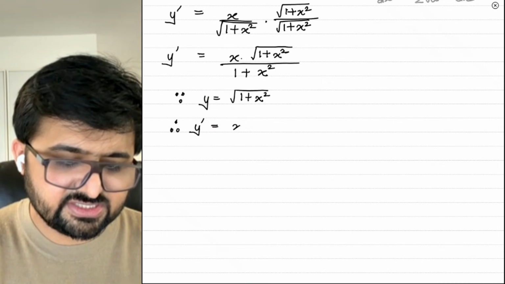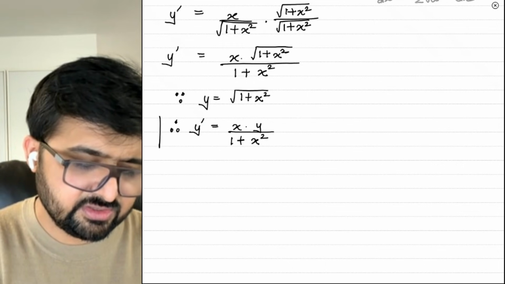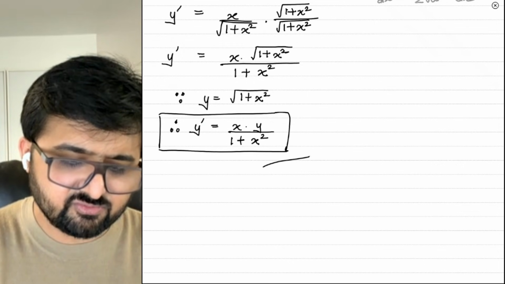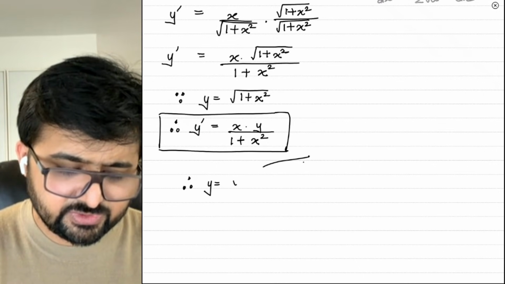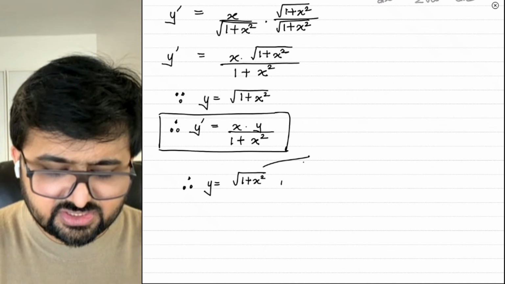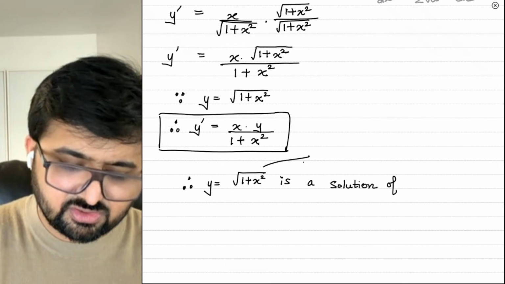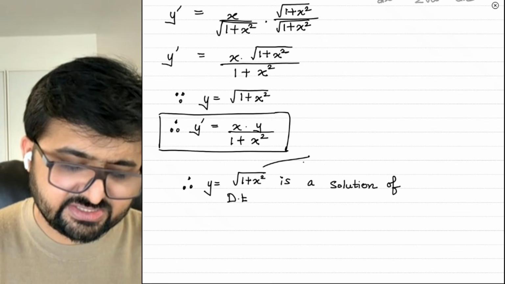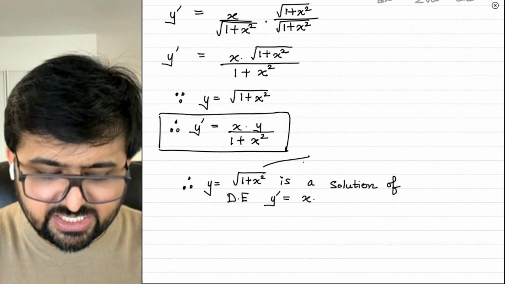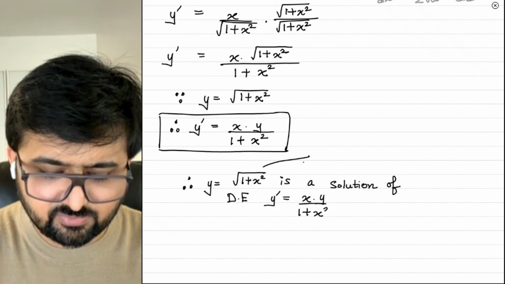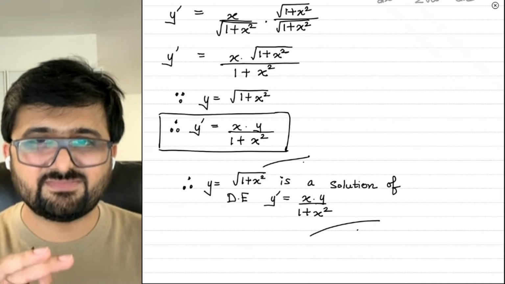So you get y dash is equal to x times y divided by 1 plus x square, which is the differential equation that we are looking for. Therefore, we can say that y is equal to square root of 1 plus x square is a solution of differential equation, I'll just write in short form DE, which means differential equation y dash is equal to x times y upon 1 plus x square. That's what you have to write in exam in order to get full marks. Okay. I hope that makes sense so far.